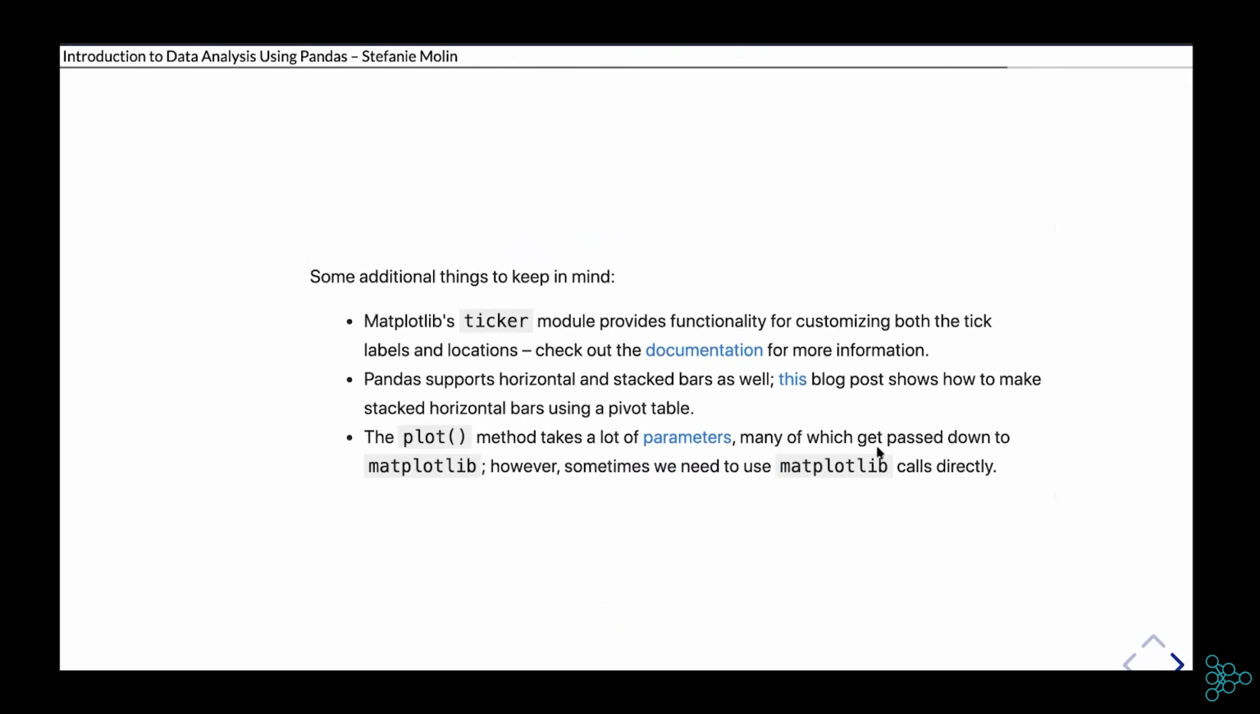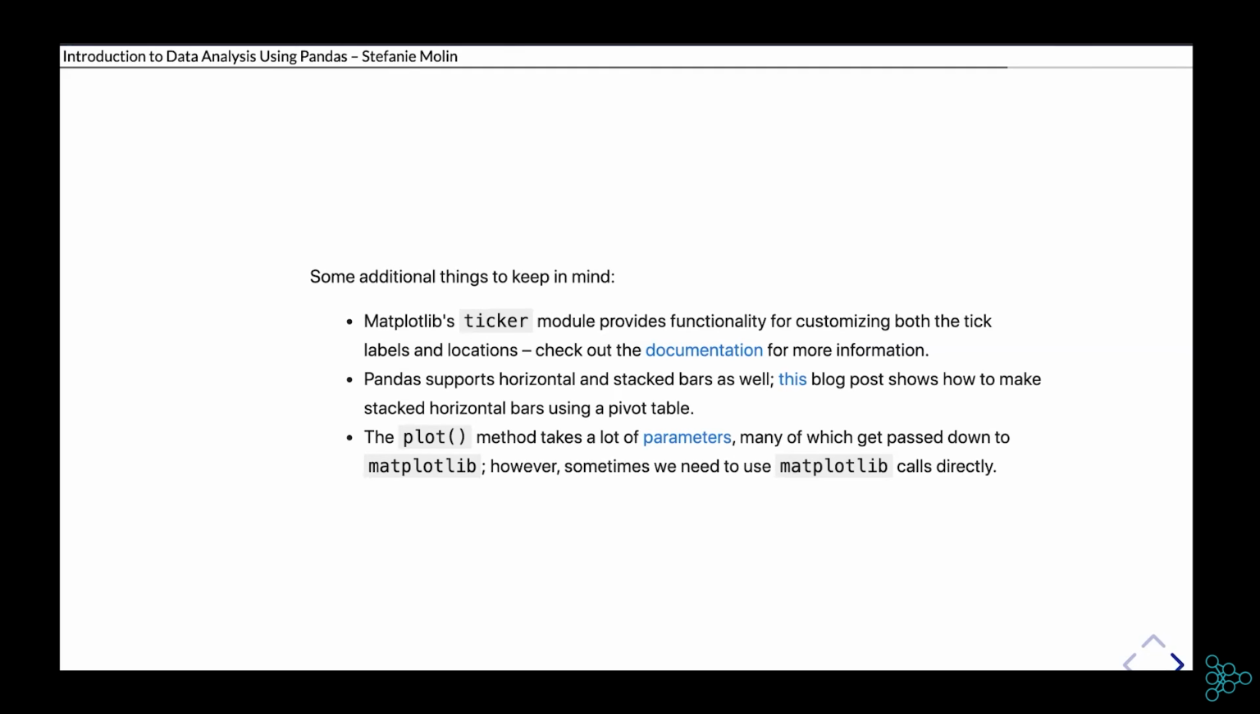So some other things to keep in mind here. We saw a little bit there of the ticker module, but there's also functionality in there to not only customize the labels that show up on those ticks, but also to change where those ticks are located. So I've linked to the documentation there. Pandas also supports horizontal bars if you use barh, and then stacked bars as well. So I've linked to a blog post I wrote that shows how to use pivot tables to create a stacked horizontal bar plot. So definitely check that out.